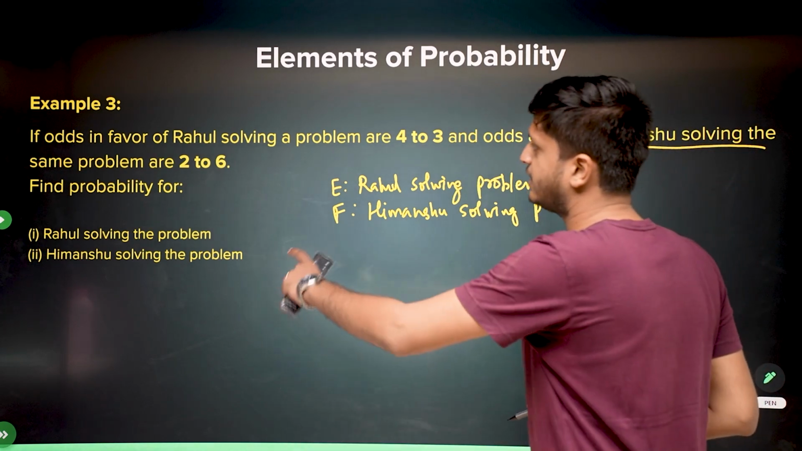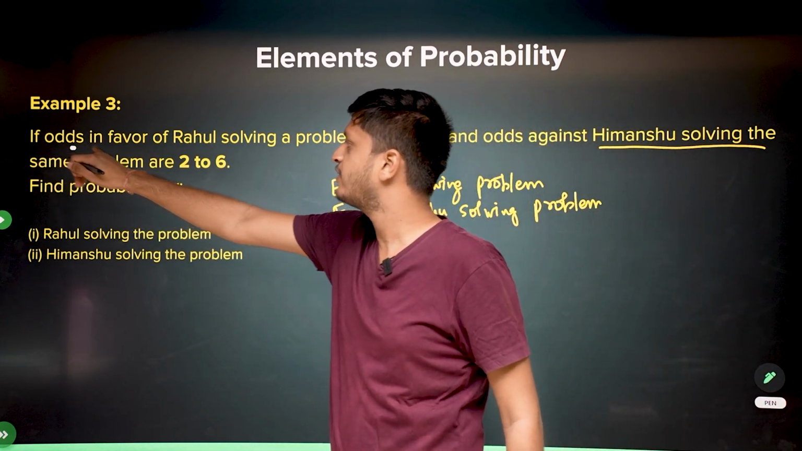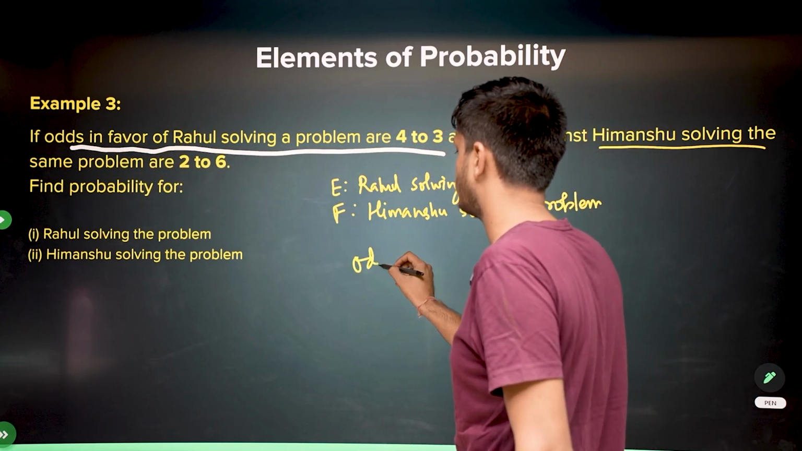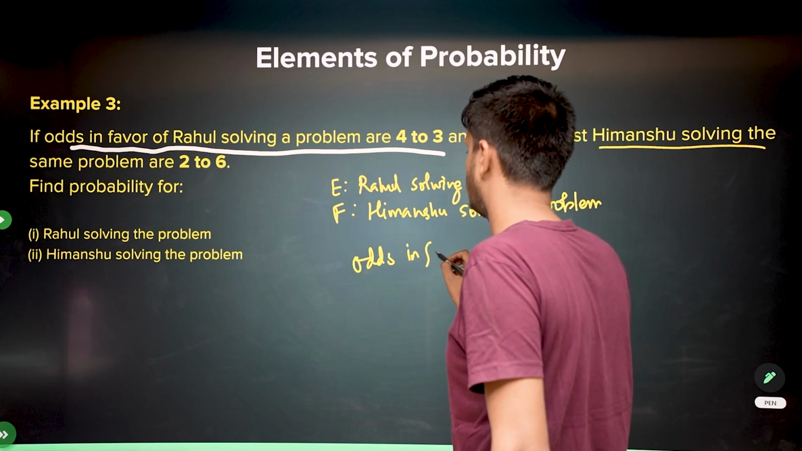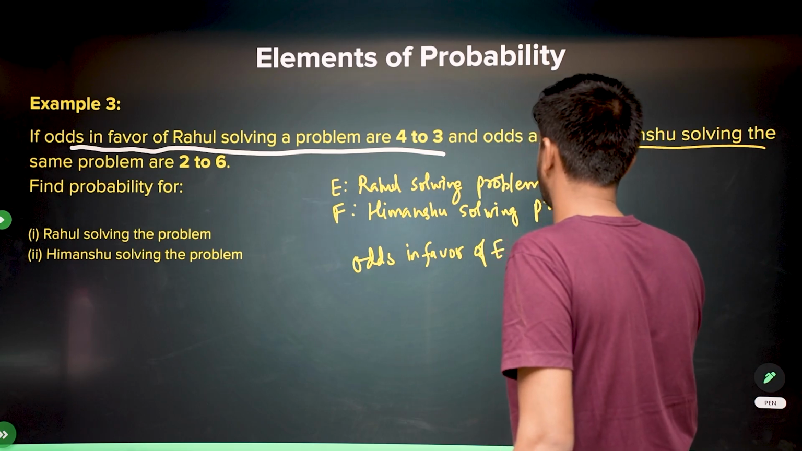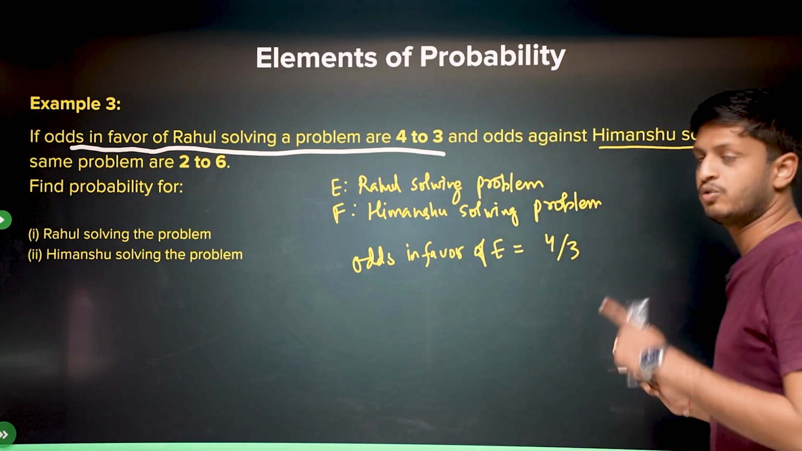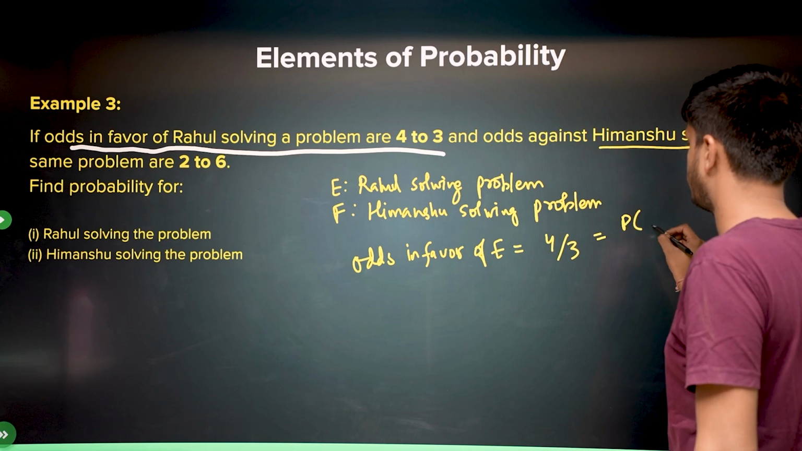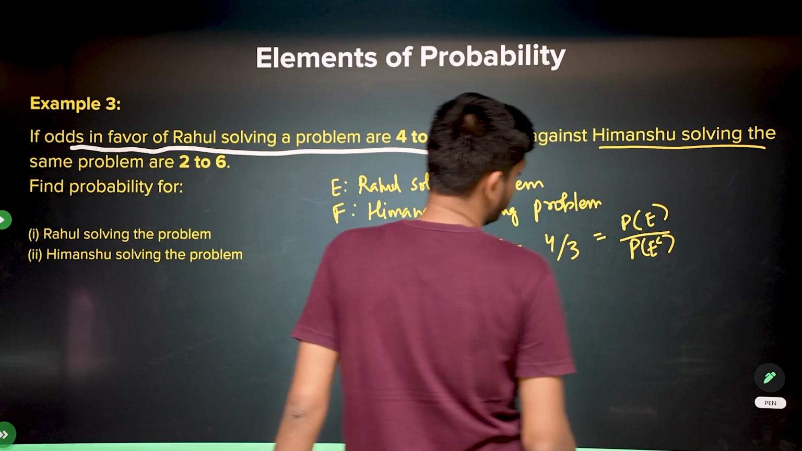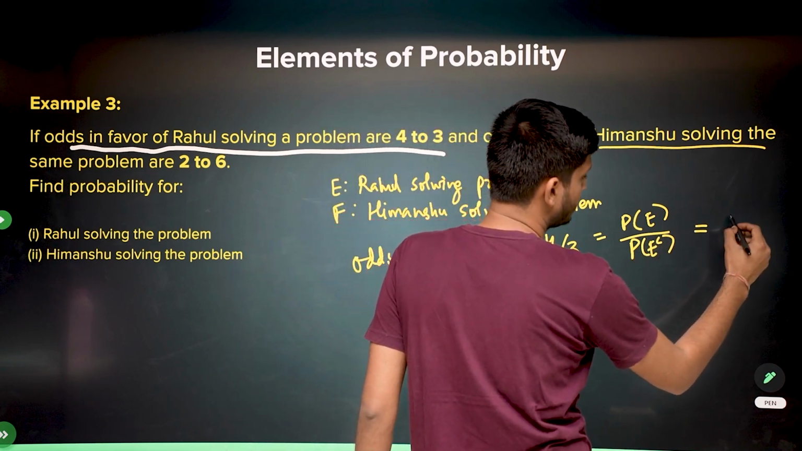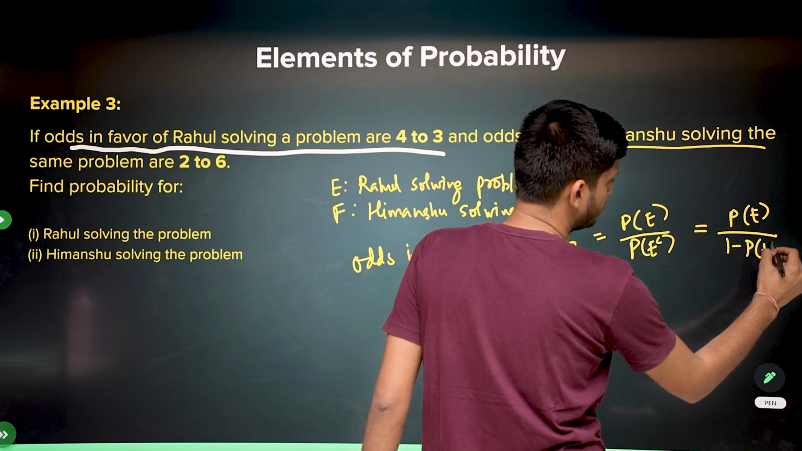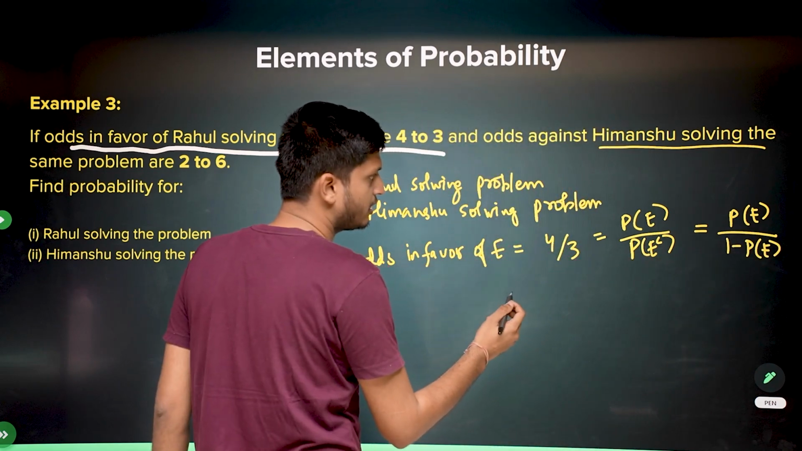Okay, so what they have said is that the odds in favor of Rahul solving a problem are 4:3. So the odds in favor of E are given to be 4:3. We know that this is the probability of E upon the probability of E complement, right? And we know that the probability of E complement is 1 minus the probability of E. So this is one equation in one unknown, we can solve it.